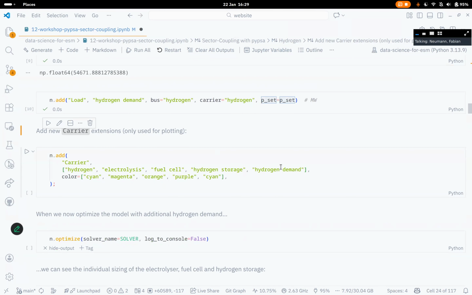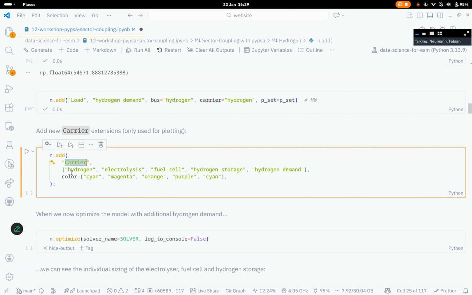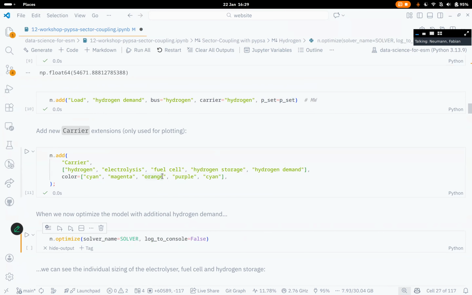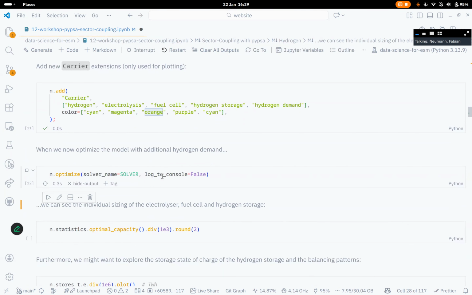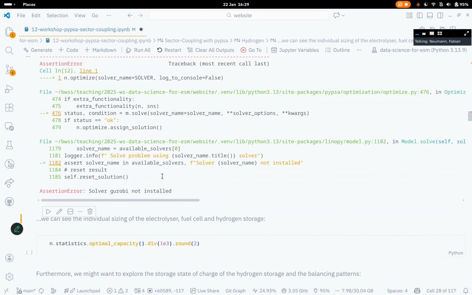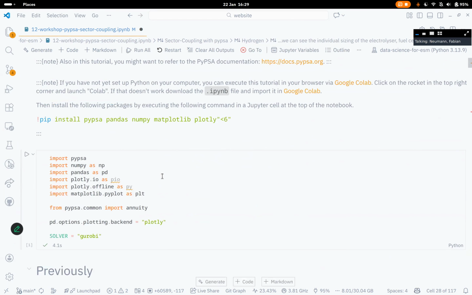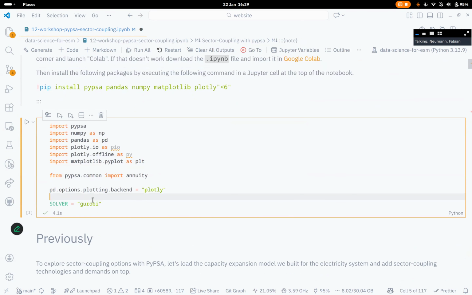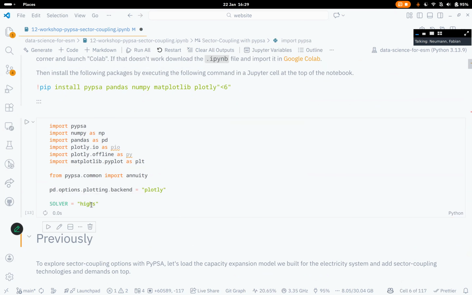And for plotting, it will be useful to add the different carriers for the electrolyzer, the fuel cell, and so on to the carrier as carrier components, just so that we have colors defined later for plotting. And then we can already do a first solve here. We're going to use HiGHS as a solver.